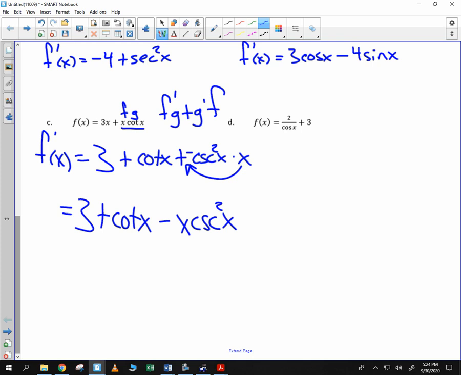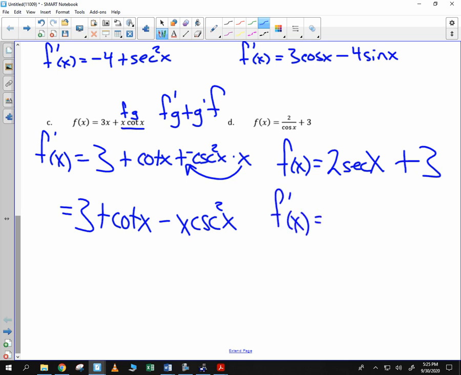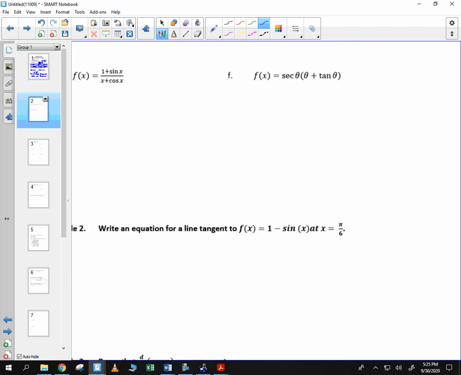For the next one, you might be tempted to use the quotient rule, but sometimes there's just a better way of writing it. F of x is, notice I didn't write prime, but 2 over cosine is the same as 2 secant. Because 1 over cosine is the same as secant. So therefore the derivative is, the derivative of 2 secant is 2 secant of x, tangent of x, and the derivative of 3 is 0. So that's my derivative. So your assignment today, you're going to be focusing on these derivatives.